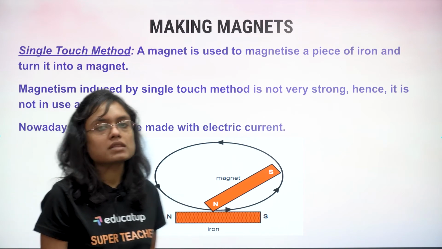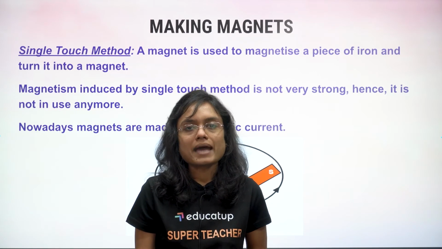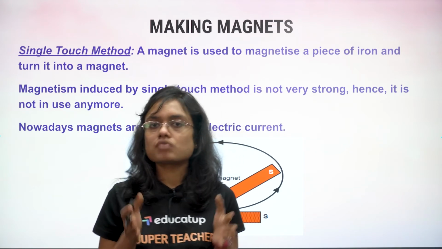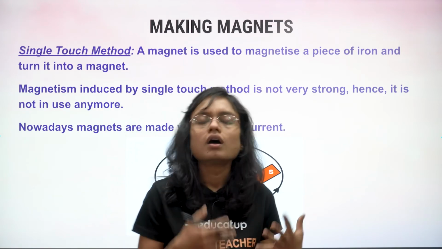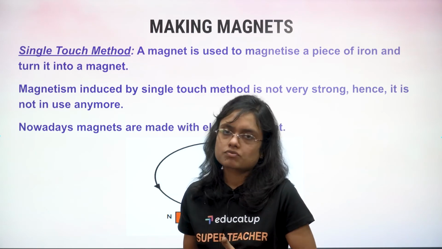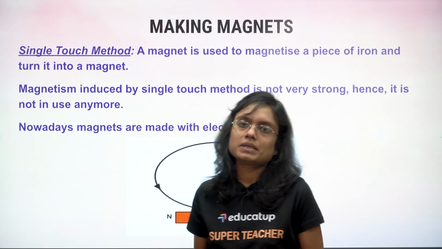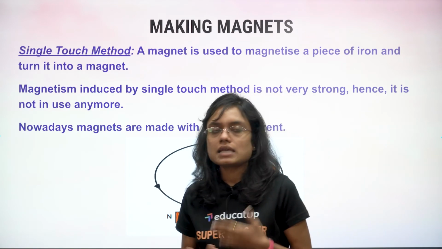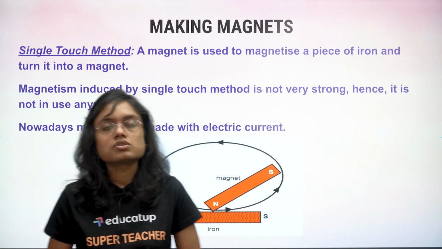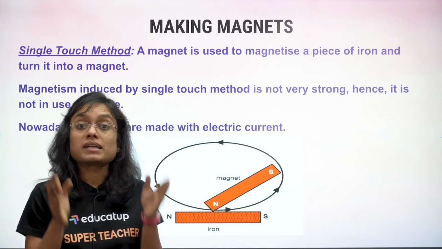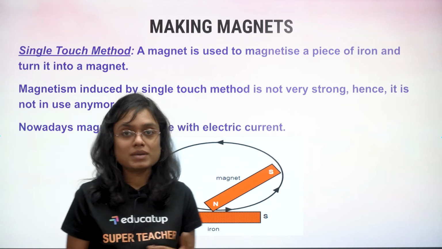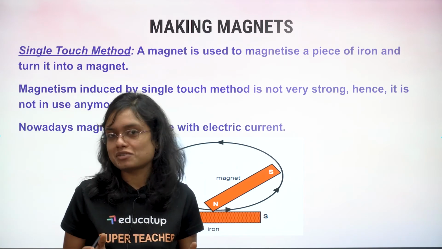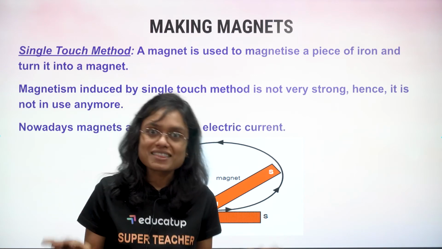But this single touch method is not very strong because the magnet which will be formed will not last for a longer time. The magnetism, the strength will not be very strong and will not last for long. मतलब वो बहुत ज़्यादा देर तक आयरन का पीस मैग्नेटाइज्ड नहीं रहेगा इस मेथड से. So that is why nowadays electric current is used to get the magnets done, but at home for your own personal experiment you can definitely try out. There is no harm, no danger, and you must try out, children, because you should see the fun with magnets.